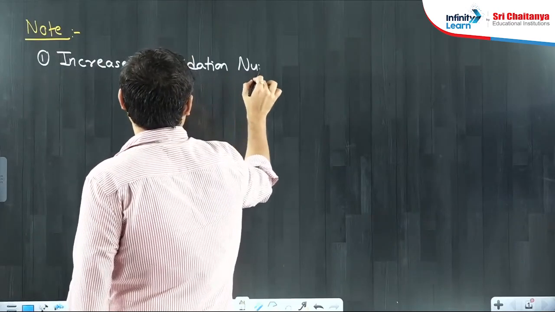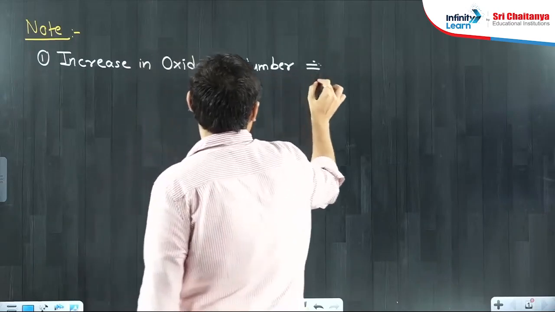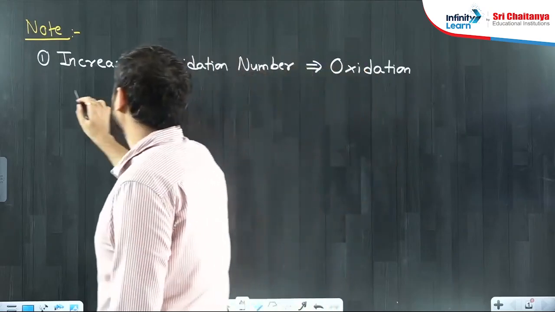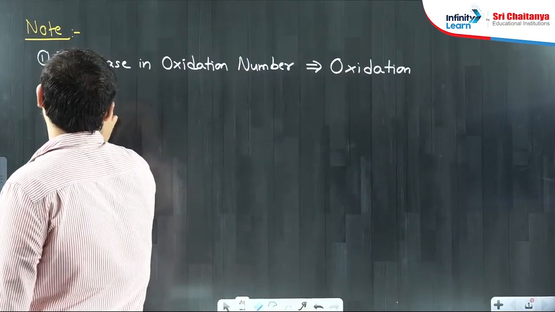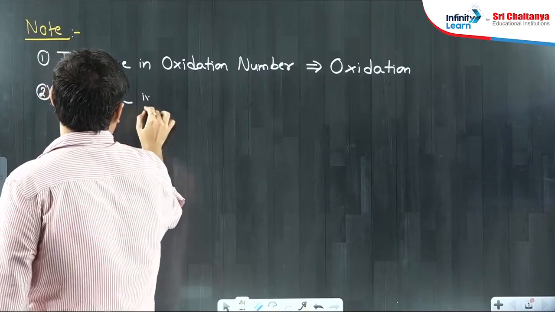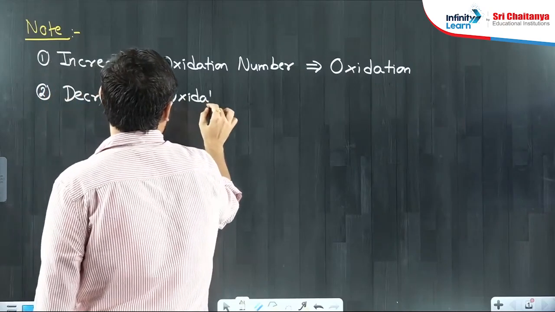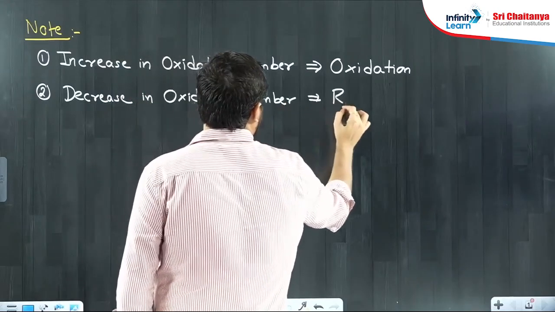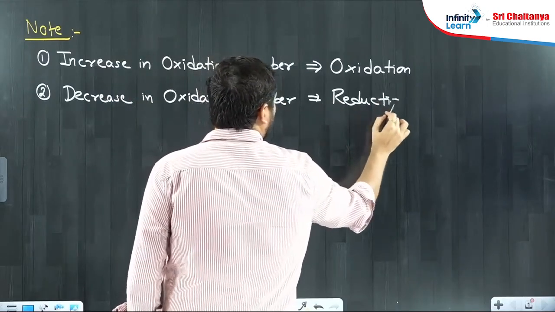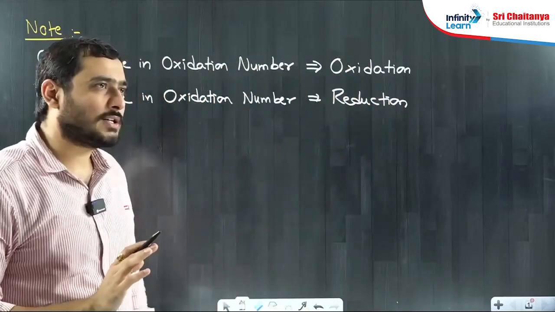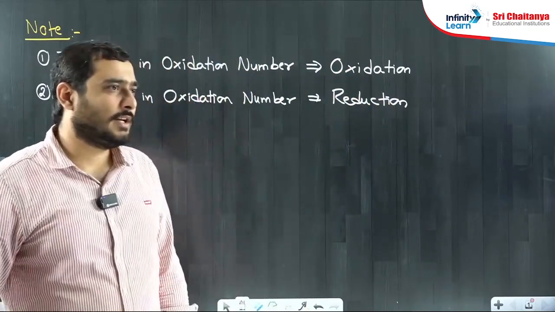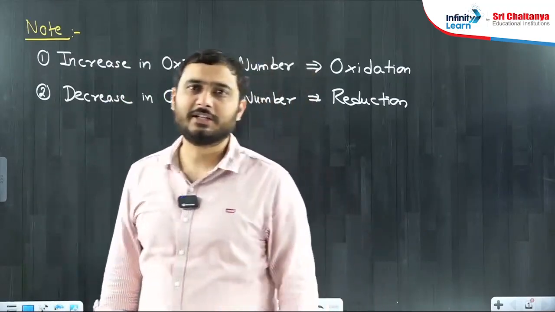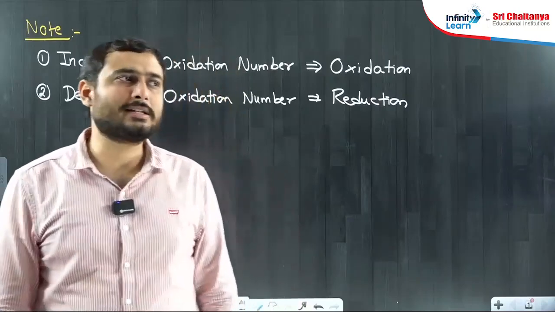So for any element, if oxidation number increases, then that process will be termed as oxidation. And second point is, decrease in oxidation number will be called as reduction. Now we'll only use these points to decide oxidation and reduction. So only these 2 points we'll remember: increase in oxidation number is called oxidation and decrease in oxidation number is called reduction.